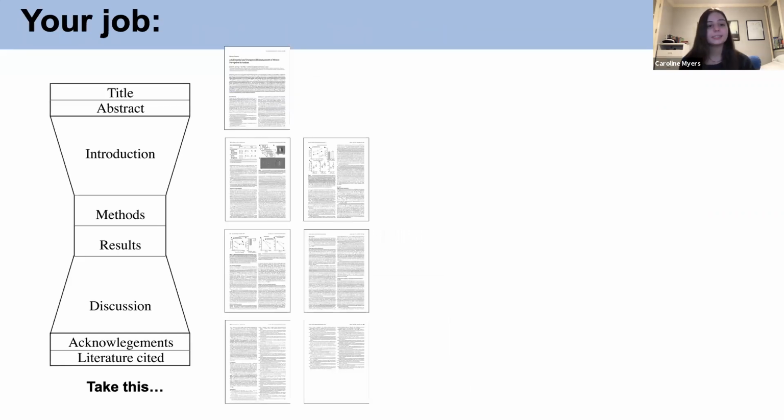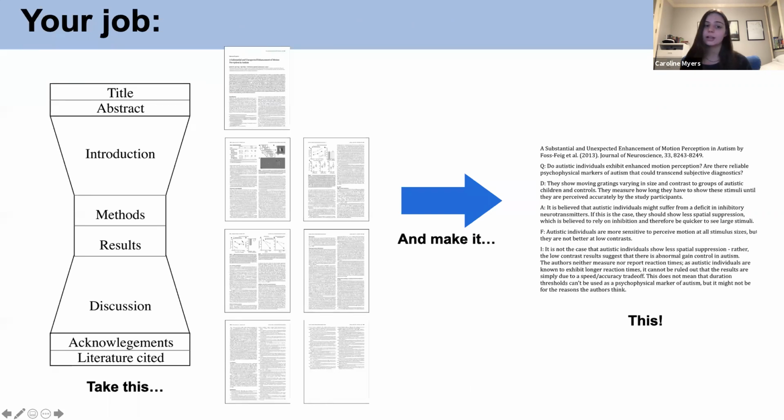So your job is to take all of this big mess, and this can range from papers that are one page in length to 20 to 30 pages in length. Your job is to take that and transform it into this, right? This little half a page summary that really hits home the gist of the paper.